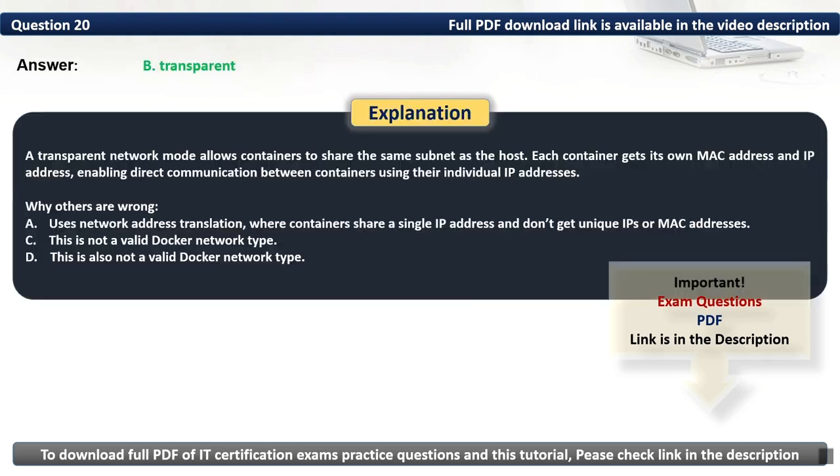A transparent network mode allows containers to share the same subnet as the host. Each container gets its own MAC address and IP address, enabling direct communication between containers using their individual IP addresses.